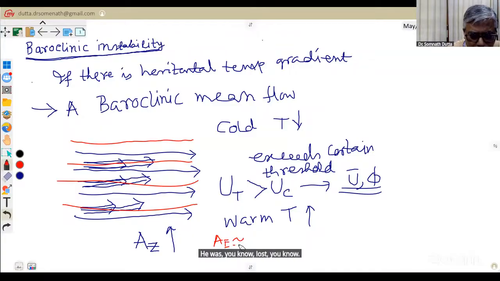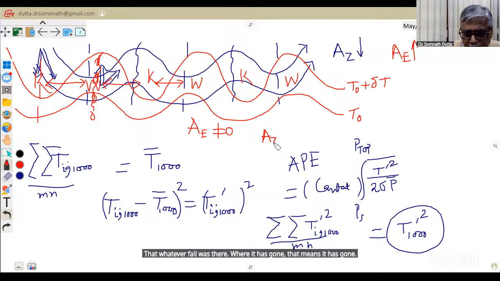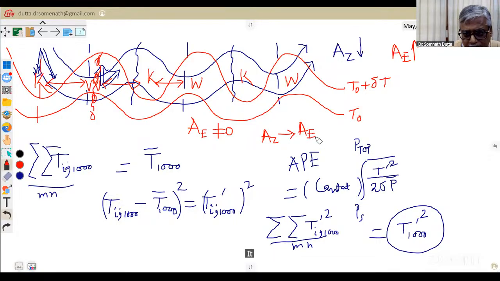So what happened? There is some increase in AE. So now we have our answer: whatever fall was there, where has it gone? It has gone from AZ to AE. Okay, so we got it. So now another thing is also happening.